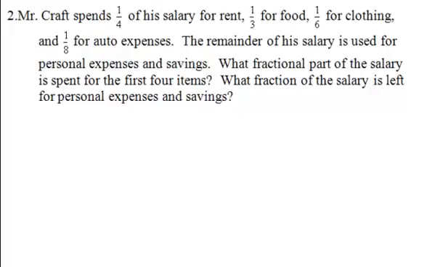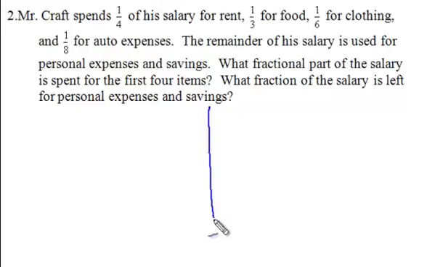Unit 3, Lesson 3.12, Exercise Question Number 2. Mr. Kraft spends 1/4 of his salary for rent, 1/3 for food, 1/6 for clothing, and 1/8 for auto expenses. The remainder of his salary is used for personal expenses and savings. What fractional part of the salary is spent on the first 4 items, and what fraction of the salary is left for personal expenses and savings?